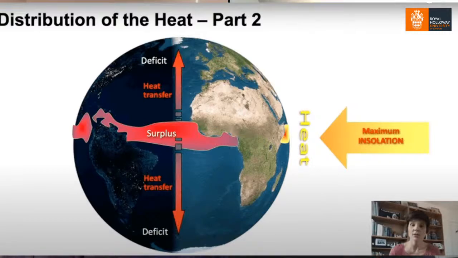Okay. So in this picture you can see the maximum insolation. Insolation means incoming solar radiation, so the energy that comes from the sun. Because of the position of the Earth and because the Earth is tilted, the equator receives much more solar energy than the polar regions.